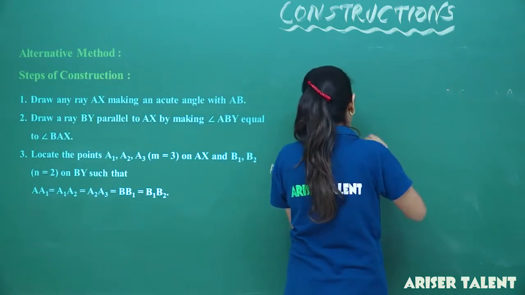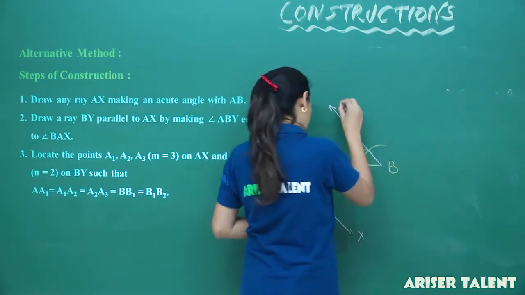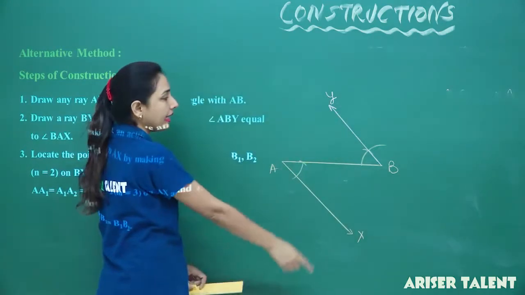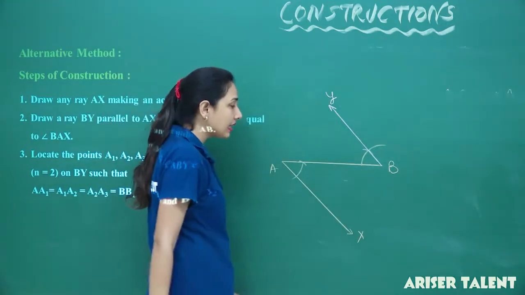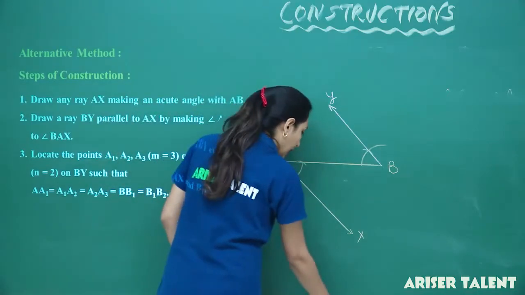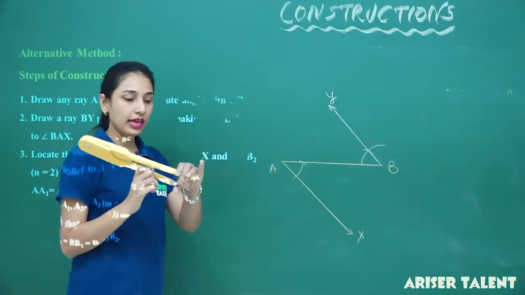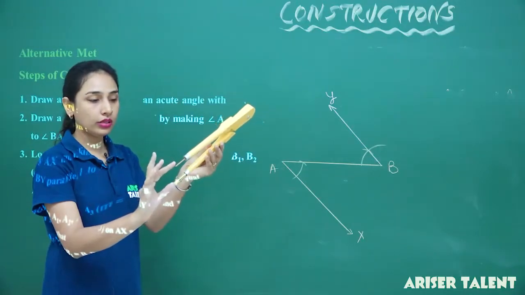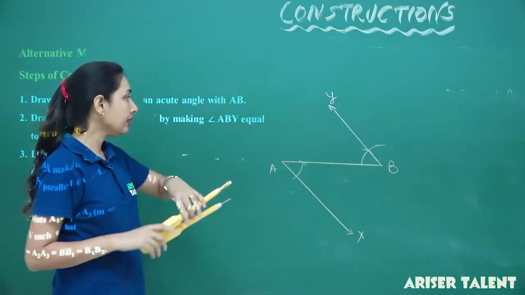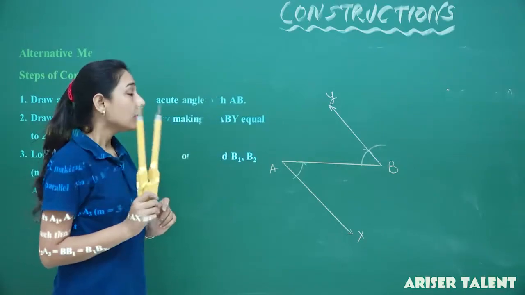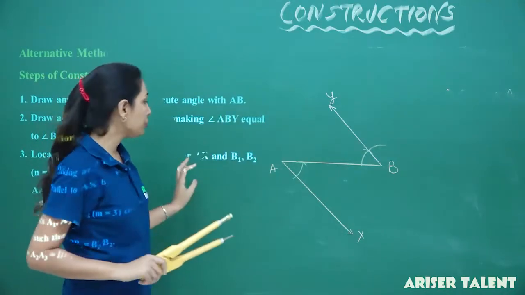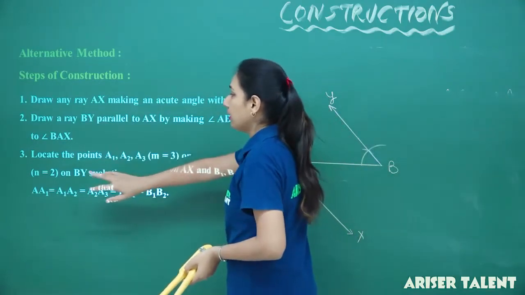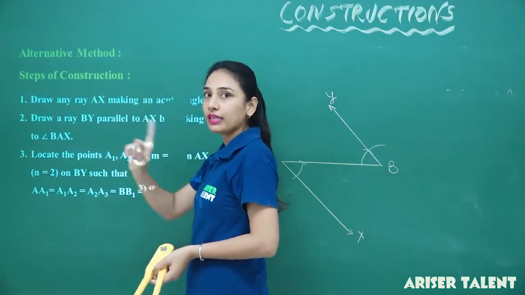So I'll be getting this line, which is nothing but BY. Now AX and BY are two parallel lines. Now what do I have to do? I should take any amount of length or radius here, and then I am dividing in the given ratio. The given ratio is m and n, where m equals 3 and n equals 2.